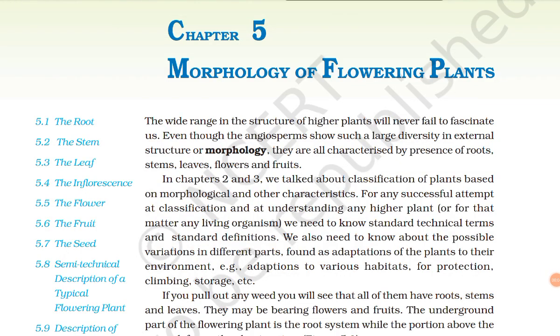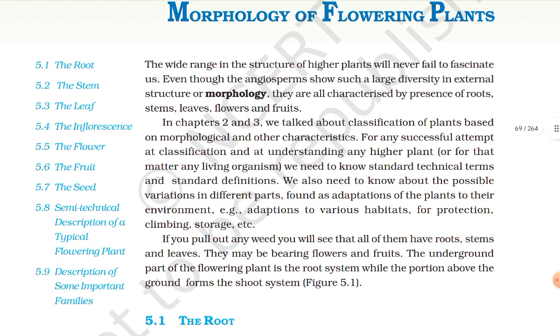Chapter 5, Morphology of Flowering Plants. The wide range in structure of higher plants will never fail to fascinate us, even though the angiosperms show such a large diversity in external structure or morphology. They are all characterized by the presence of root, stem, leaf, flowers, and fruits.